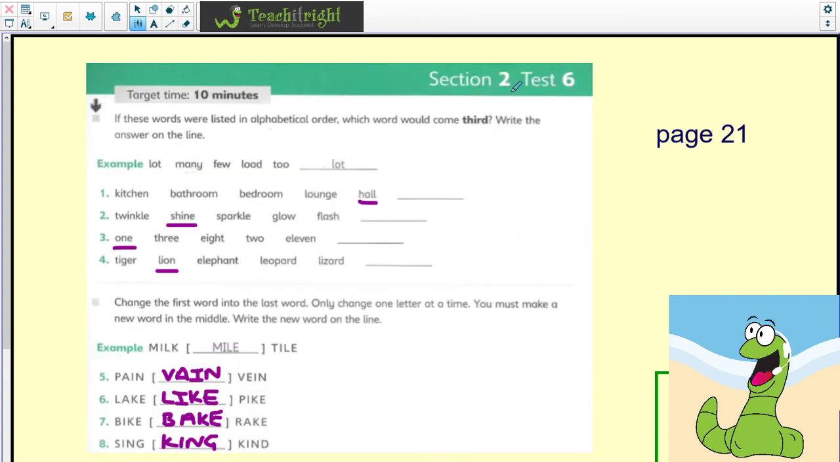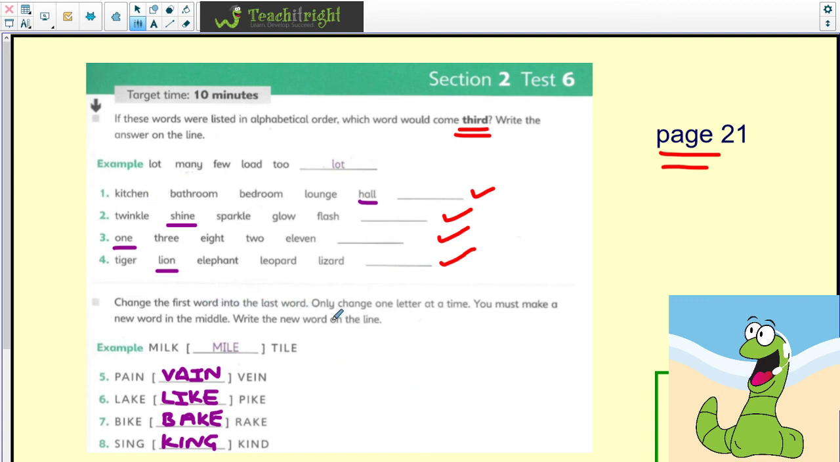Sorry, test 2, section 2, test 6. Sorry, I didn't realise there was one more. What have we got to do in the first one? We've got to find the word that comes 3rd in the alphabet. So it was hall, shine, one and lion. So again, if you got those right. With alphabetical order, always look at the first letter. If the first letters are the same, you're then going to look at the second letter.